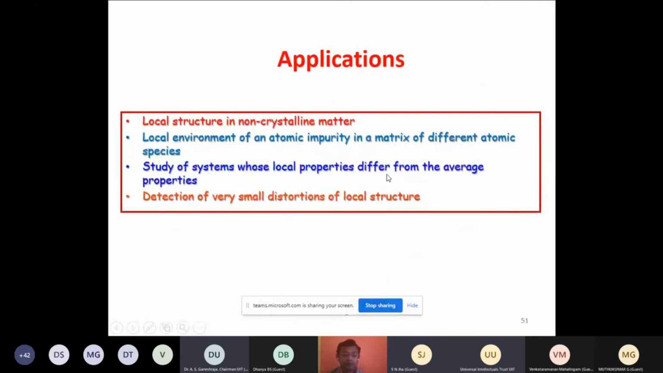So finally, with these beamline facilities, what are the applications we can tackle? Basically, using the EXAFS technique and the available facilities, one can go for local structure in a non-crystalline matter, either in a solution or thin film, local environment of an atomic impurity in a matrix of different atomic species, then study of systems whose local properties differ from average properties, then detection of very small distortions of local structures is possible.